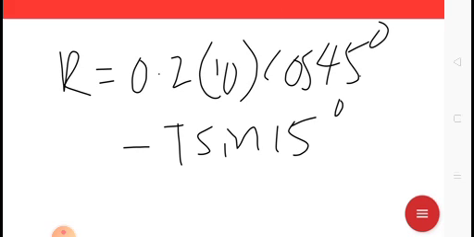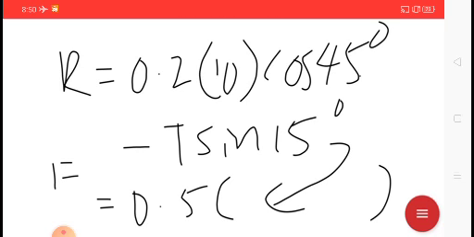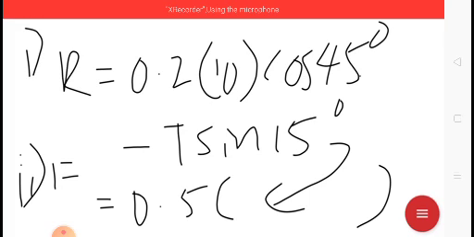Okay, part 2, write out an expression for the frictional force. Frictional force will be equal to 0.5 times the component here, this one. If you get part 1 wrong, it means part 2 is wrong already. So it means mu R, mu is 0.5, R is this one. Okay, so 1 and 2.